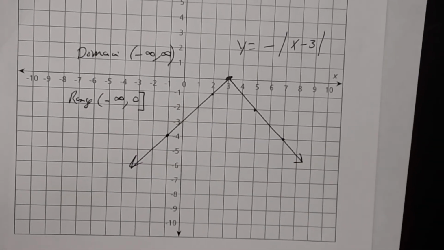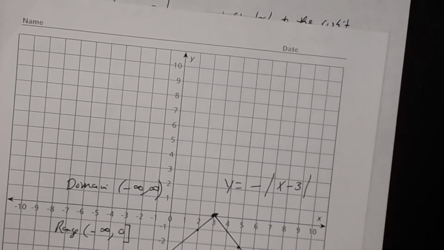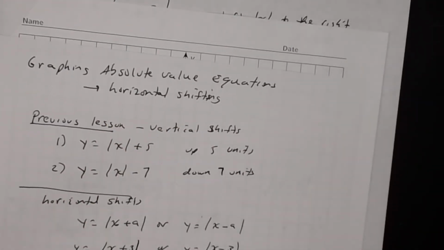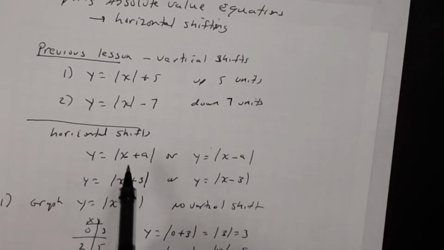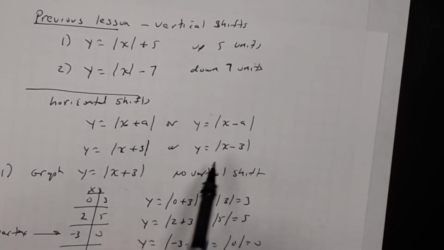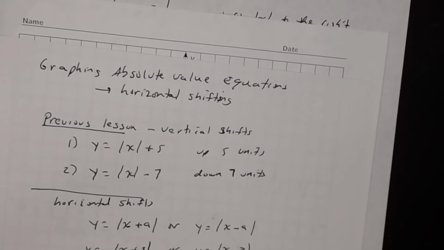Okay, so that takes care of horizontal shifting. Remember, vertical shifting occurs if you see a number on the outside of the absolute value bars. Horizontal shifting occurs if the number's on the inside. Okay? All right, so that takes care of horizontal shifting.